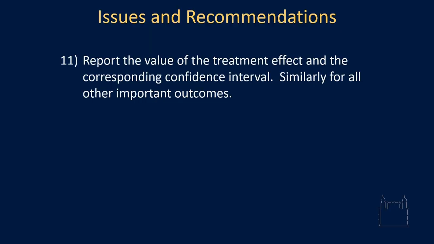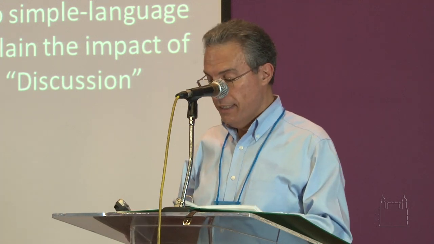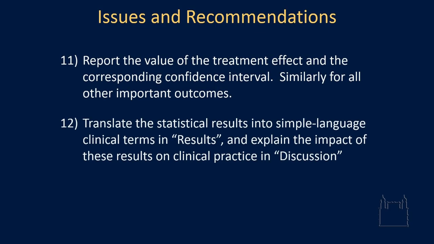Okay. Wow. Okay, report the value of the treatment effect and the corresponding confidence interval. Similarly for all important outcomes. The whole point is here, don't give me an F value, a degrees of freedom, a p-value, and I'm done. No, so what? Tell me what's the treatment effect, what's the confidence interval around it, so translate it back to the clinical. Remember, this is a clinical trial. This is not a statistical paper. So you need to translate it back to clinical language. And that's what both points are about. Translate the statistical results into simple English, clinical terms, and explain the impact of these results on clinical practice.